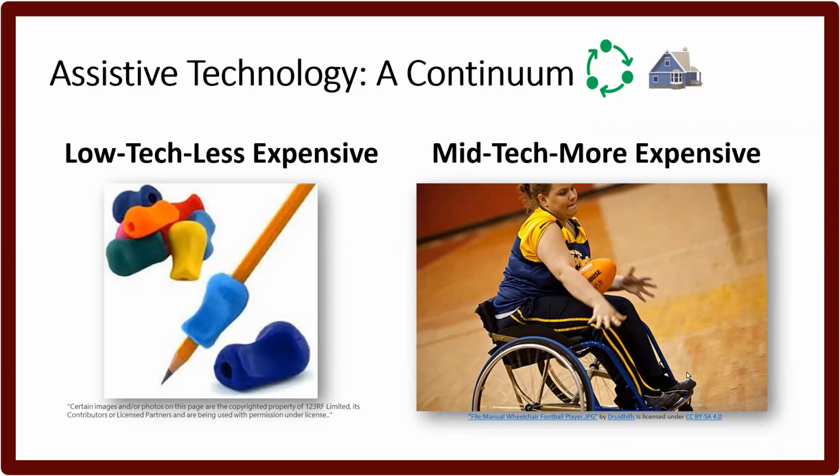And then up to more of a mid-tech assistive technology tool, which is often something a little bit more expensive, a little bit more complex, might be electronic or battery operated, and it might require some training on how to use it. Some of those things might be like a manual wheelchair, which is what we see here in our picture, talking spell checkers, books on CD, closed caption televisions, an alternative mouse or keyboard for a computer. So a little bit more expensive, but not too much.